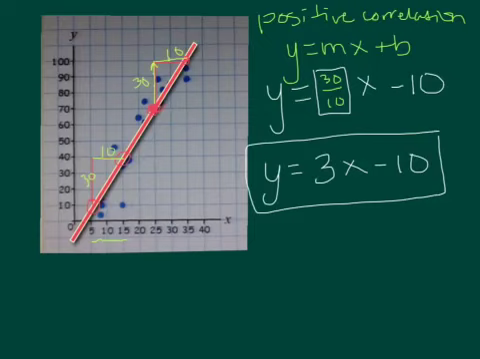So when we look at this equation, again, it looks like a positive slope. It's going up to the right. This would be an approximate line of fit. Y equals 3x minus 10. So that's just writing an equation to fit with those data points.